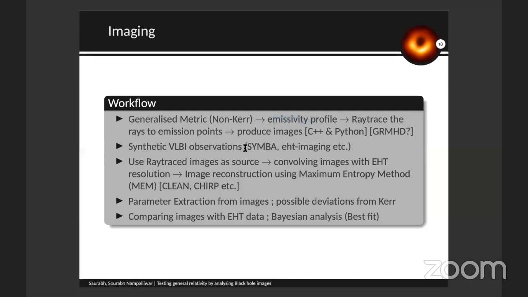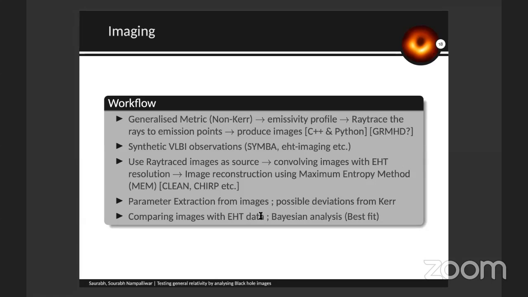We ray trace it using that simulation and produce some images. Then after that, we use the feature for radio interferometry for synthetic VLBI observations using certain libraries. And then we use them as the source to get the image reconstructed as a final image, something like this image, so that we see how realistic our simulations can be. And then we try to compare our data with the Event Horizon Telescope's observations, and then we see if we are deviating from the original solution of Kerr.